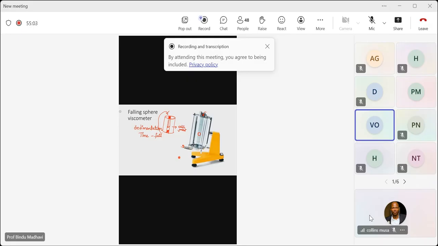The higher the viscosity, the longer the falling time. Exactly. So it is going to take more time when the liquid is viscous. It is going to take less time when the liquid is dilute. So that is the simple sedimentation principle that is going to be used in the falling sphere viscometer.